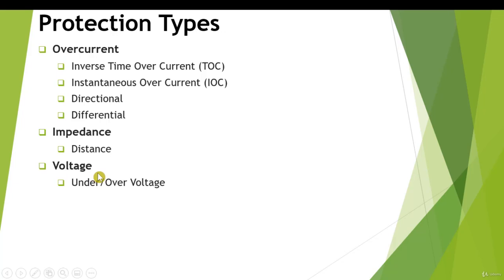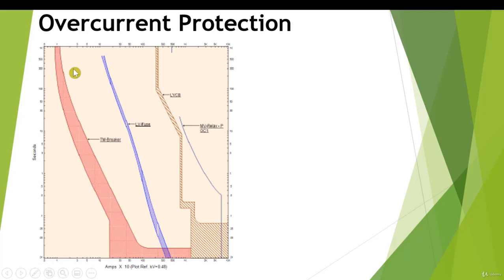Next is voltage protection. The voltage protection covers under voltage protection and over voltage protection, which can be applied to the entire electrical system. Next is frequency protection. It can be further defined as under frequency and over frequency protection. Now let's understand overcurrent protection first.